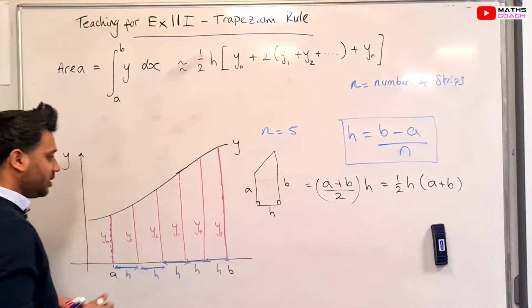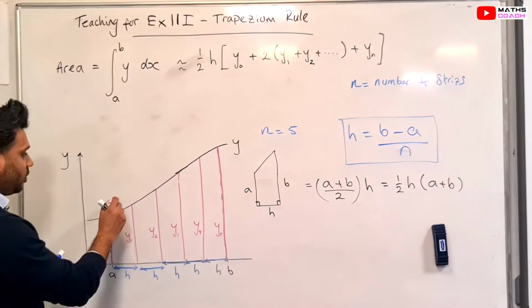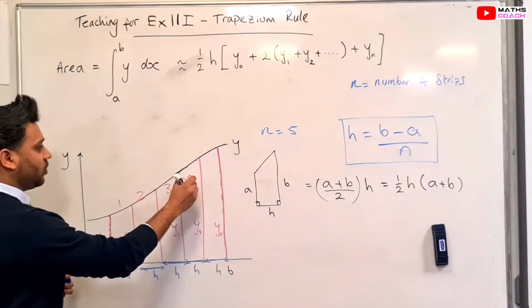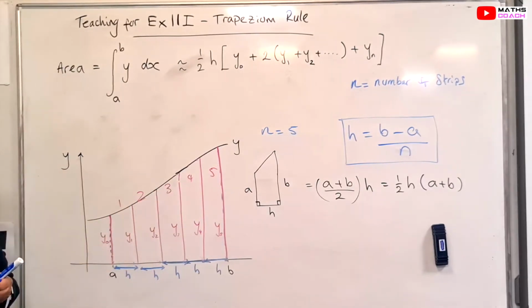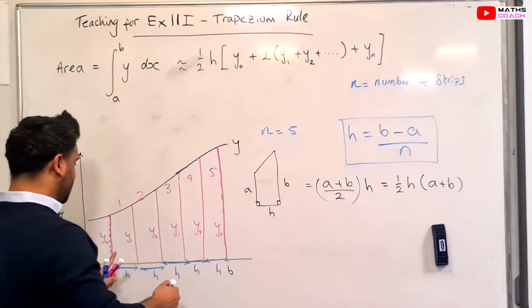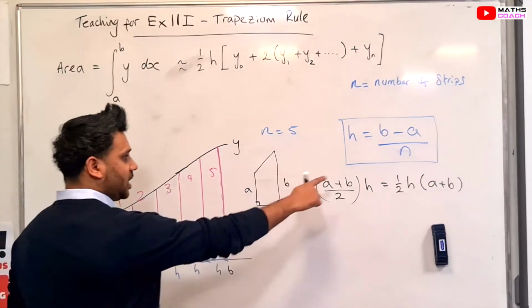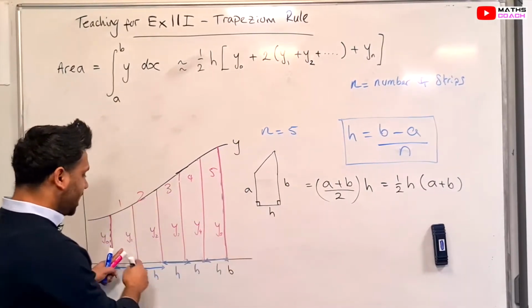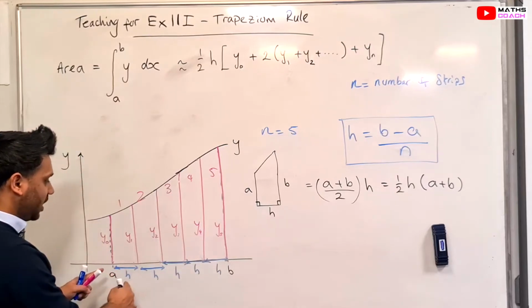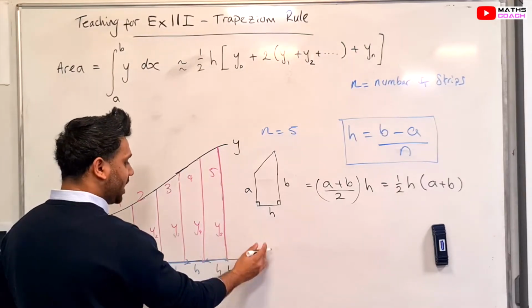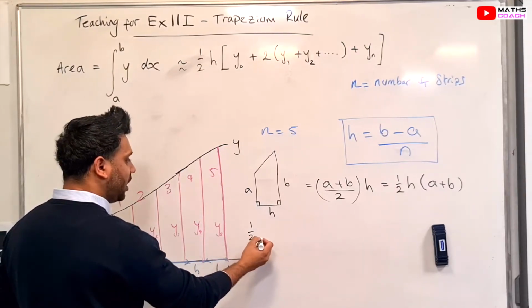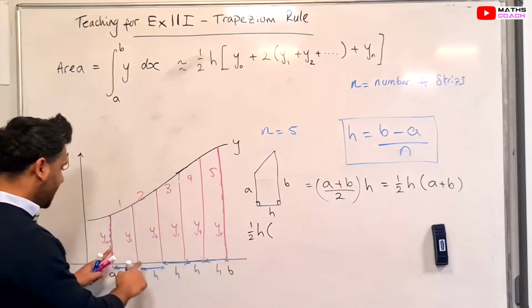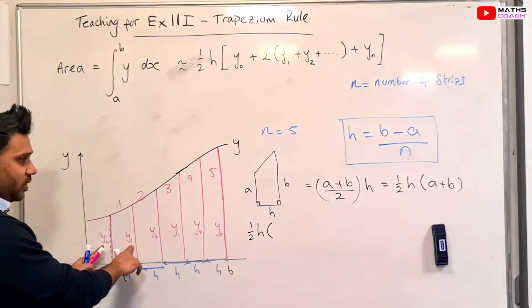So if you look at our diagram here, we have 1, 2, 3, 4, 5 trapezium strips to find the area of. So let's start with the first trapezium. If we use that notation, you can see that each of those trapeziums has the same height h. So we have half of h, and a and b are basically y0 and y1.